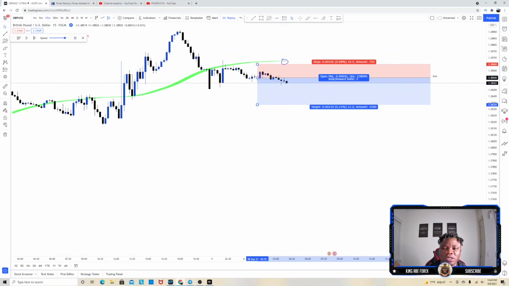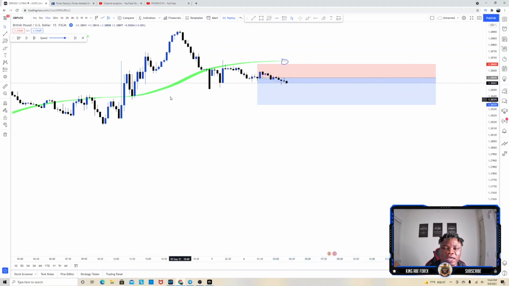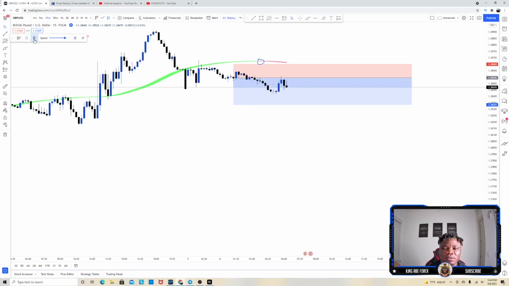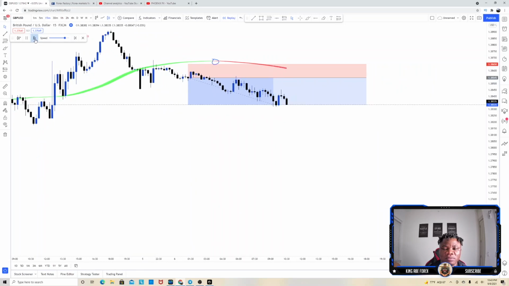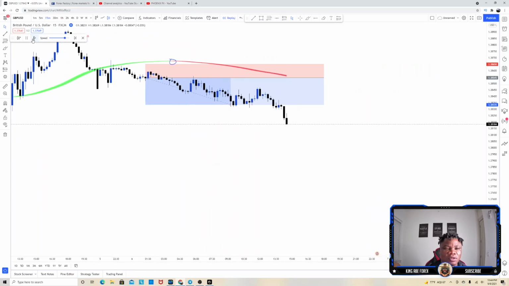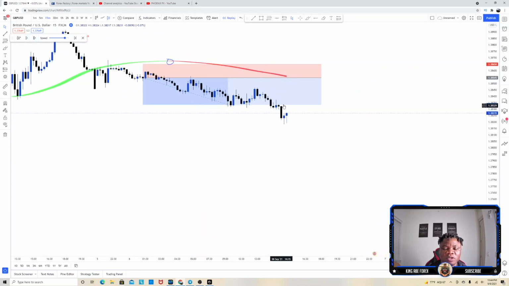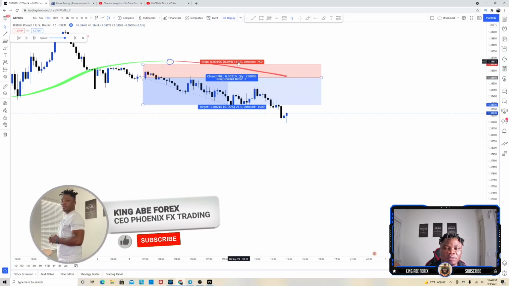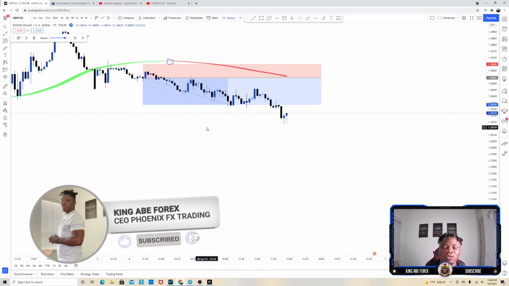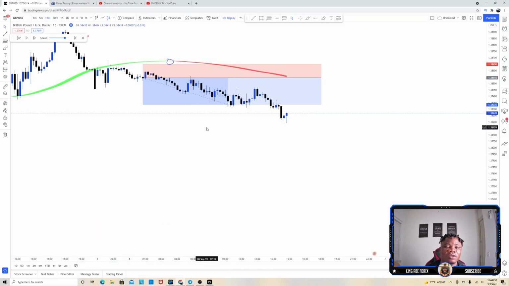Now let's take a look and see how this trade actually played out. So right there, we got our take profit smashed for 21 pips, stop loss 10 pips, risk to reward ratio 2 times. So this is how you use this strategy for sell positions.